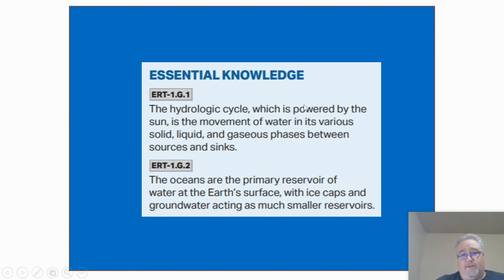Here's your essential knowledge for this particular topic. Make sure we know the hydrologic cycle, which is powered by the sun, is the movement of water in its various solid, liquid, and gaseous phases between sources and sinks. The two sinks would be the earth, the oceans, and also the atmosphere. The oceans are the primary reservoir of water, with ice caps and groundwater acting as smaller reservoirs. Ice caps are something that we'll talk more about down the road as well, but ice caps are frozen fresh water. So when those things are melting, that influences the water cycle.